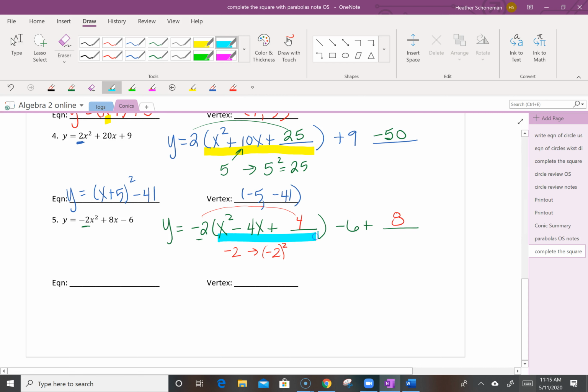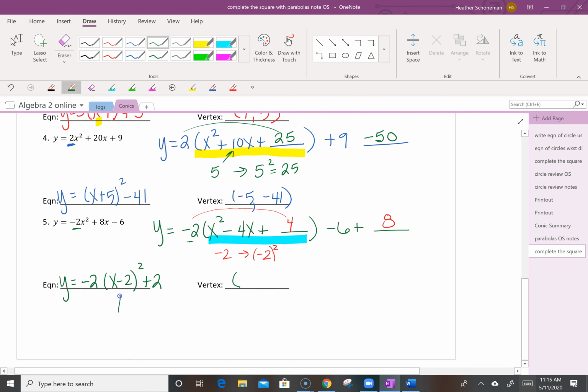Okay, factor this part. We can do that pretty easily. So we have y equals negative 2, and then this factors to x minus 2 squared, and negative 6 plus 8 is 2, and your vertex is (2, 2). There's your x, there's your y, positive 2 here.